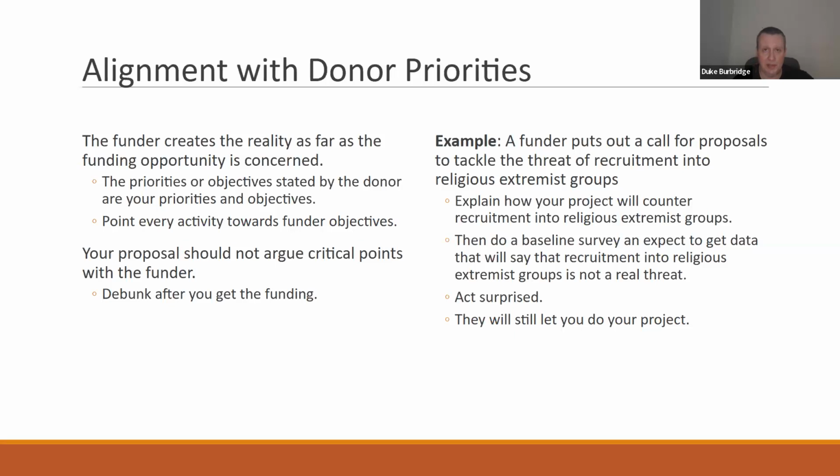describe how you can dissuade people from joining religious organizations or extremist organizations. Describe how your program is going to address the problem that they see, then do a baseline assessment to show them that that's not the problem, but do that after you get the funding, because then you come back to them and say, look, we were wrong. It's not actually recruitment into religious extremism. They're not going to cancel the program at that point. They'll still let you do whatever positive thing you were going to do on the ground, but you will have corrected them in a way that you still get their money, even though they had a bad idea of what the problem was in the first place.